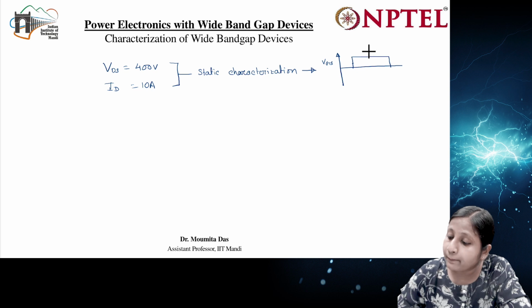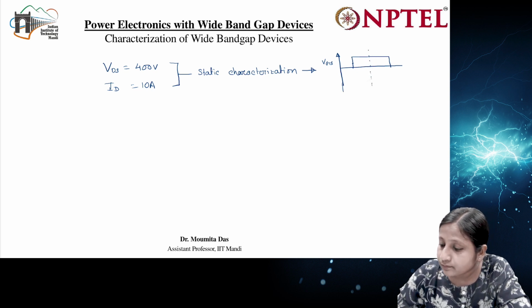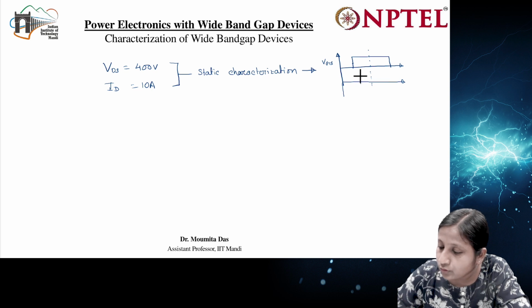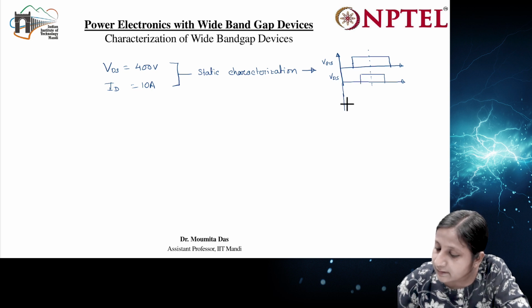Once we apply this gate to source voltage, after that we will be able to find out the drain to source voltage of the device, and similarly we will be able to find out the drain current of the device.